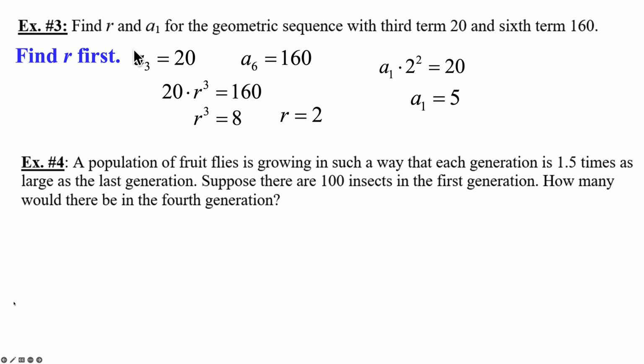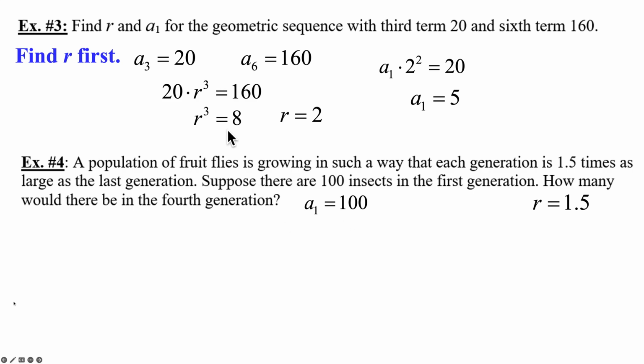Example 4, a population of fruit flies is growing in such a way that each generation is 1.5 times as large as the last generation. Suppose there are 100 insects in the first generation. We'll call that a sub 1. How many would there be in the fourth generation, a sub 4? Well, by telling us that each generation is 1.5 times larger, that's your r. A sub 1 is the 100.